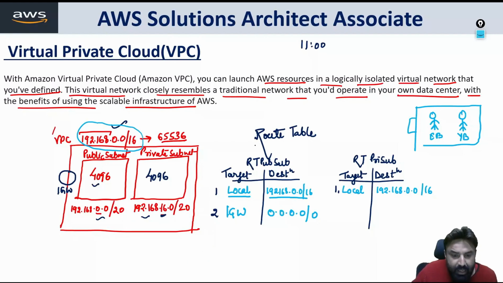Or if I make this route table and attach it to a private subnet, even though the name is private, it will become public. It can route locally and via the internet. So it will make entries like this, and via the internet gateway it can go outside. Only the name is private, but it will act as public.